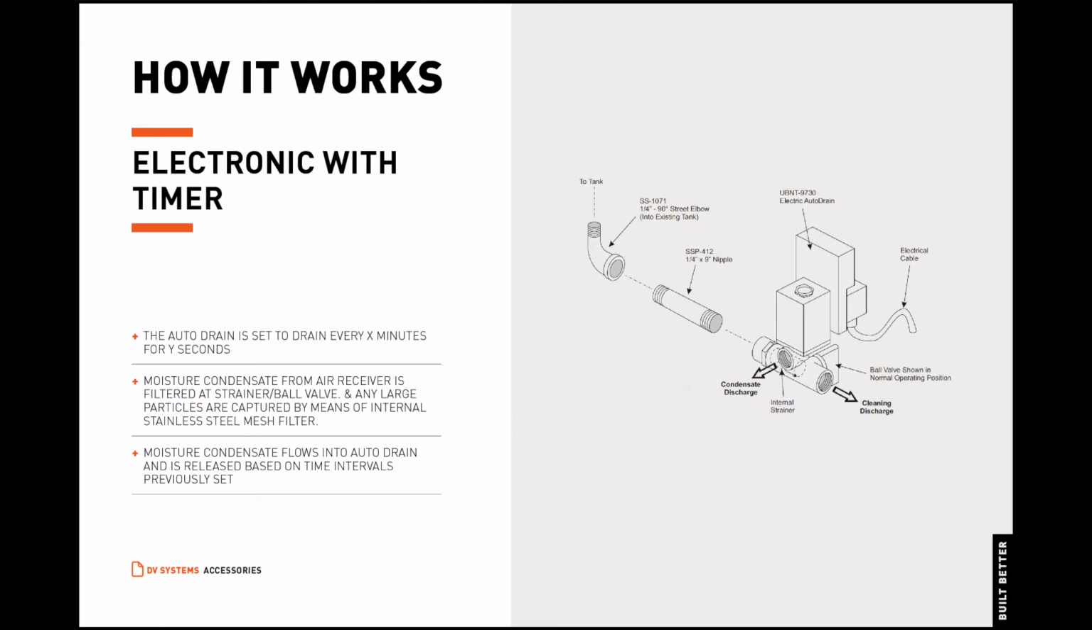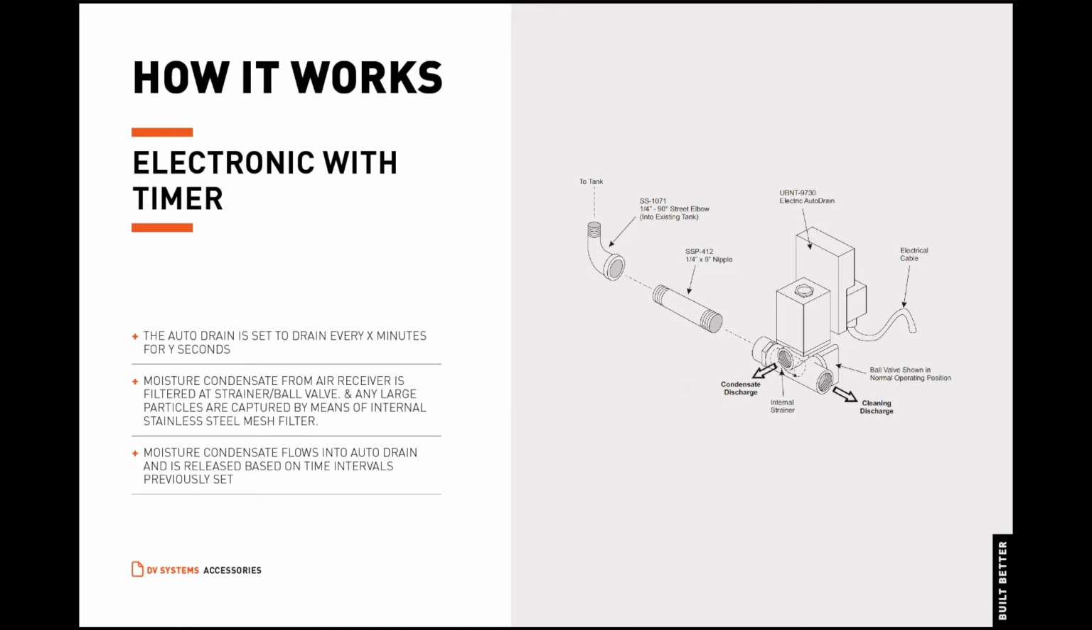The electronic auto drain with timer will purge the air receiver of moisture at predetermined intervals. Once the auto drain is plugged in and operating, either of the small LED lights, on or off, will be illuminated. The auto drain is set to drain every X minutes for Y seconds. The internal timers on the auto drain should be set according to site conditions and your experience. Remember, moisture accumulated is dependent on the temperature and humidity of your environment.